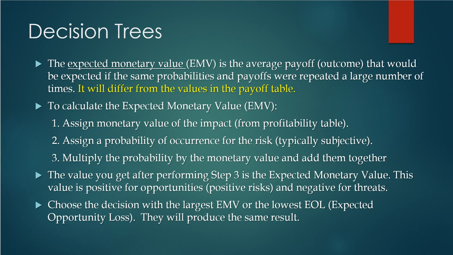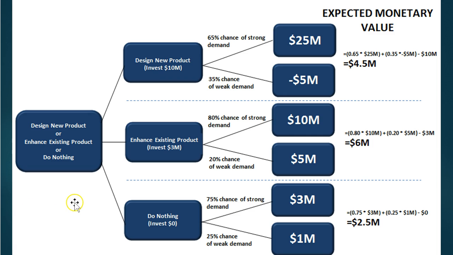Okay, here's how it looks. So let's say that we have a new product design, we can enhance an existing product, or we can do nothing. Well, to design a new product is going to cost $10 million, and there is a 65% chance with this new product design that there'll be strong demand. This will result in $25 million in gain. Well, we take the 65% chance of $25 million plus the 35% chance of losing $5 million, and we get to a $4.5 million outcome, the expected monetary value.